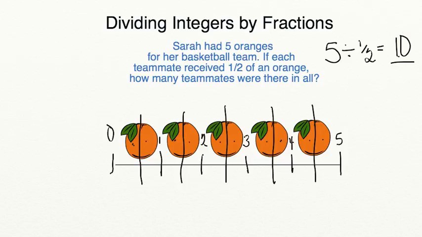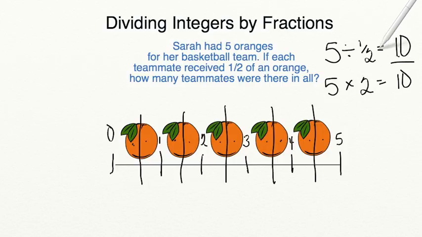Well, guess what? You could have looked at this problem a different way as well. You could have looked at it as multiplication, which is the inverse or opposite of division. So you also could have said that you knew that 2 halves equal 1 whole. So if you have 2 halves in a whole and you multiply that by 5 oranges, that would equal 10 teammates. So 5 times 2 equals 10.